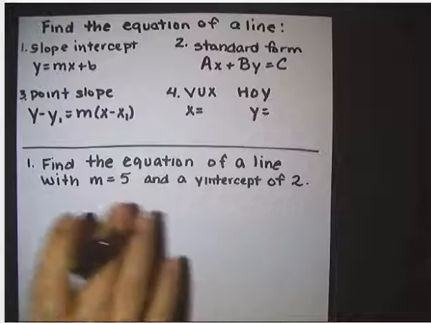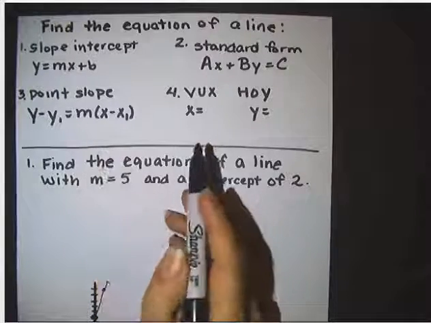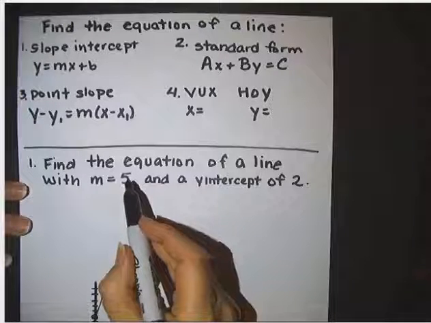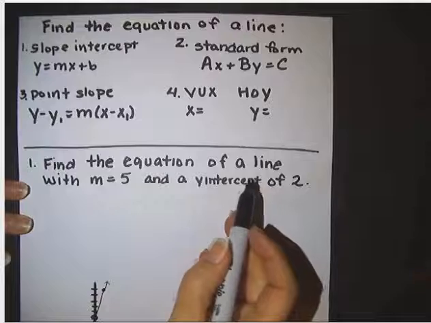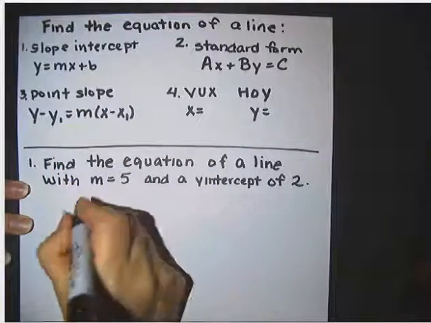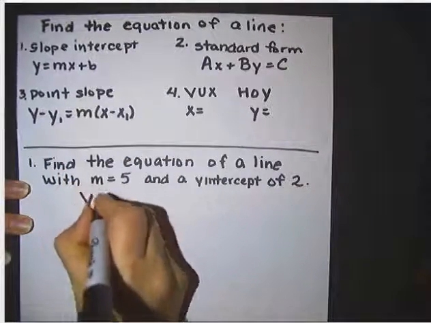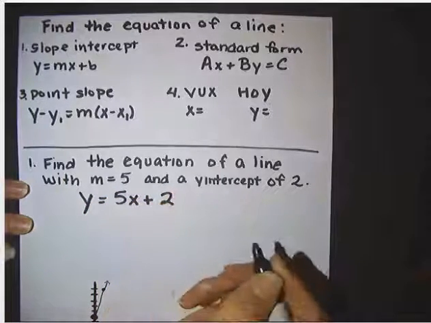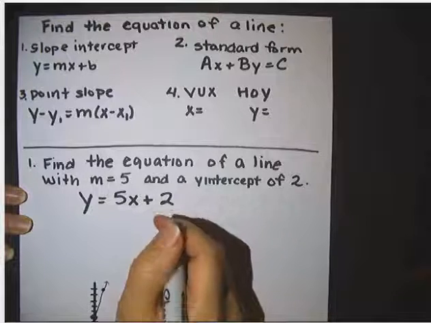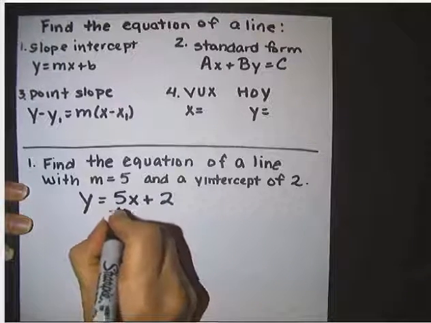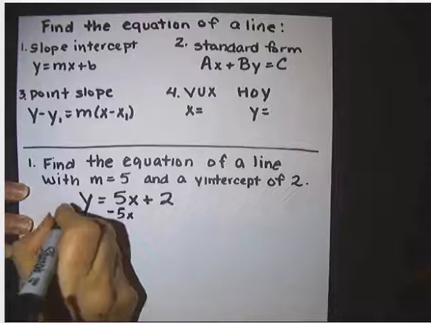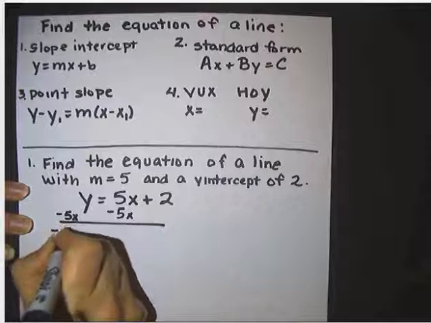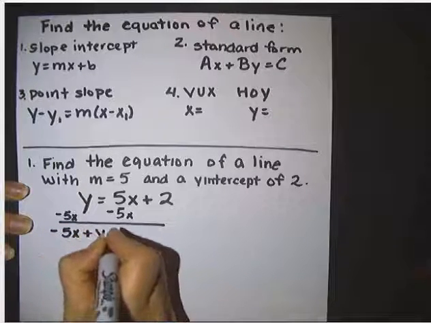Now this problem might have said at the top, put everything in standard form, but we don't have to start with standard form. I have a slope, I have a y-intercept, so I want to use y equals mx plus b. Y equals m is 5, b is 2. That's our equation. Now if I ask you to put it in standard form, we can subtract 5x from both sides, of course, and we get -5x plus y equals 2.